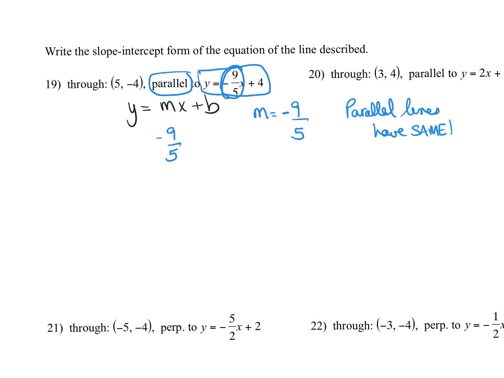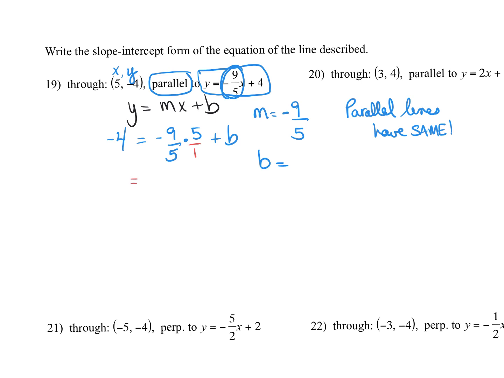And we're given our point, so we have our x and y value. So we can solve for my missing piece of information, which is my y-intercept or my b. So my y value is -4. My x value is +5. And I'm going to solve for b. The only thing we need to remember is how we multiply a fraction times a whole number.